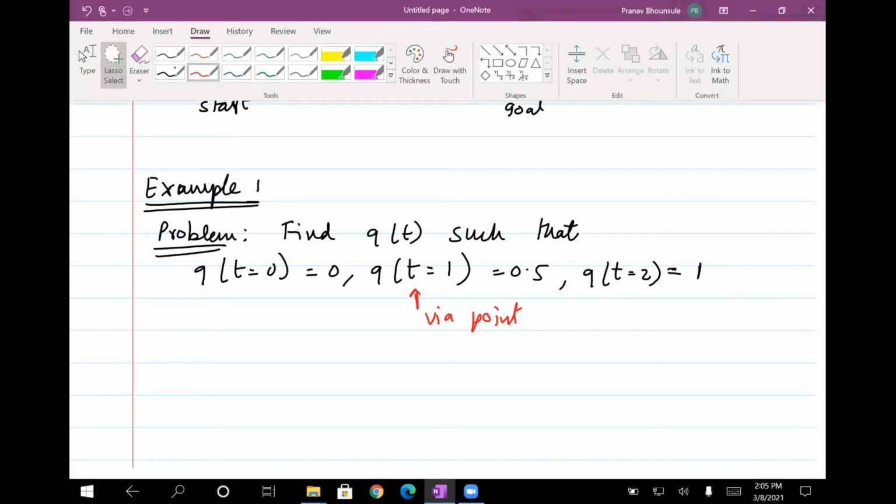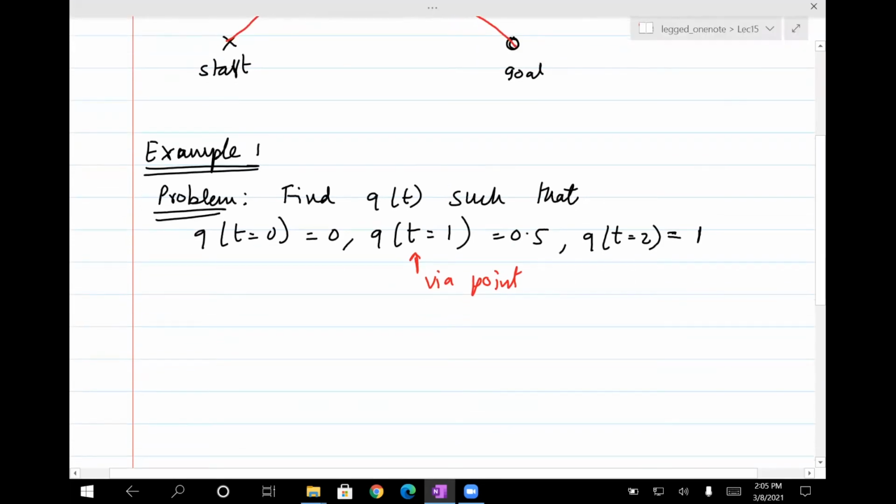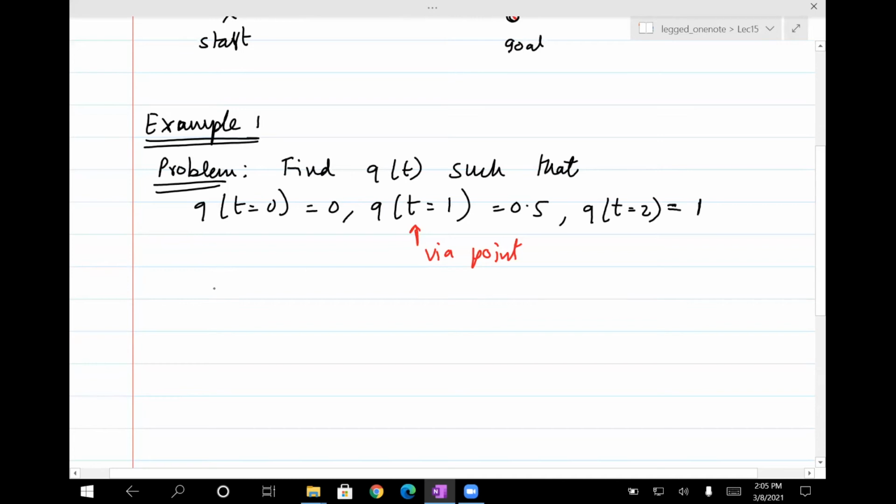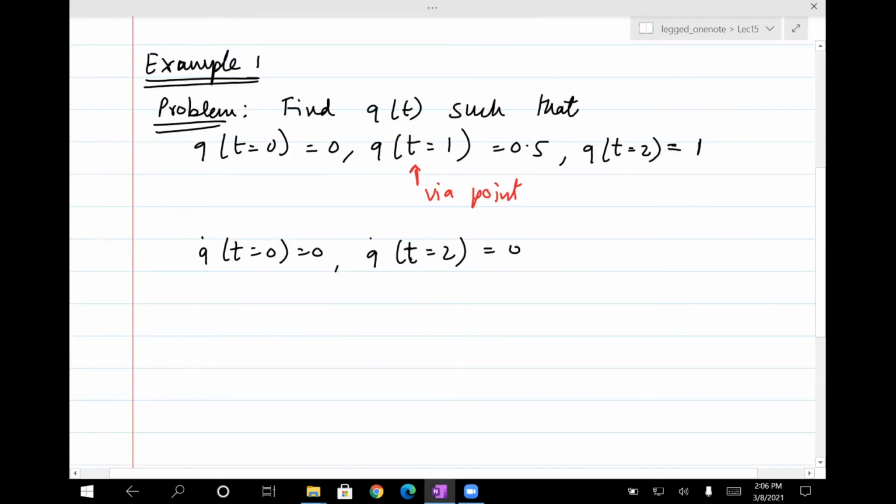Okay, so that's just 3 conditions, but you could have additional conditions. For example, q dot at t equals 0 is 0. So it starts off with 0 speed, and it should also end at 0 speed. So at the end, at 2 seconds, it should be 0. Okay, and then the question is, what happens at the via point? Now, what happens at the via point is up to you. You could specify that the via point velocity should be 0, or you could specify some value.